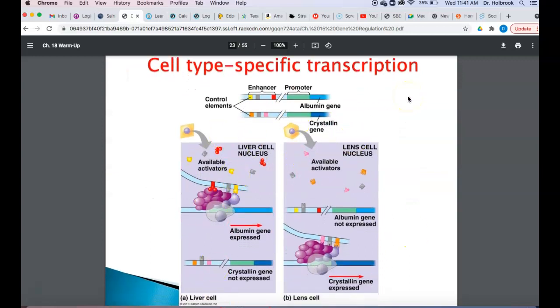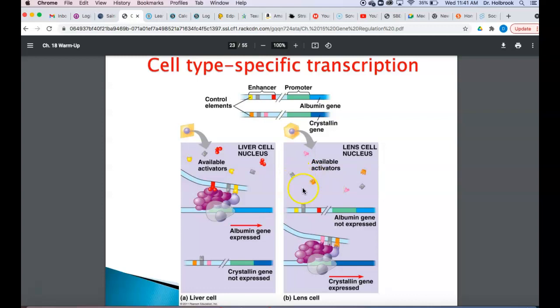Well, what's happening in this picture? You have a liver cell on the left side and a lens cell on the right side. The liver cell is expressing the gene for albumin, but not crystalline. And the lens cell is expressing the gene for crystalline and not albumin. Why is it that the liver cell can make albumin and the lens cell can't? It's because, and look at the color coding, red, gray, yellow. Does the lens cell have the red, the gray, and the yellow?